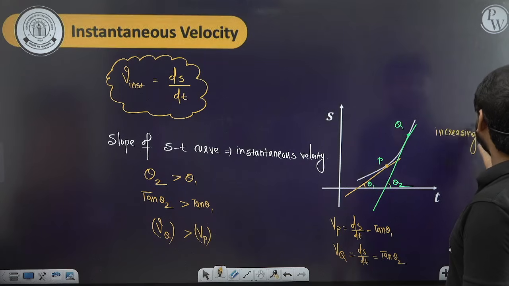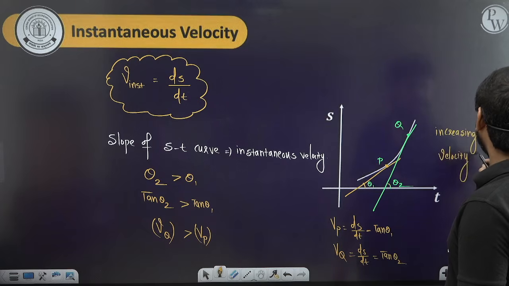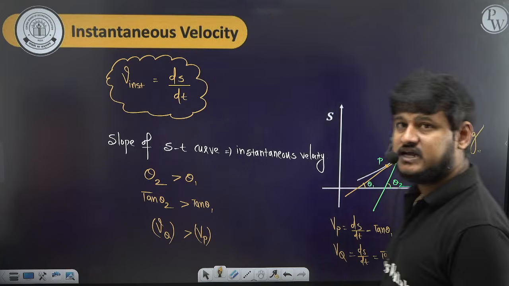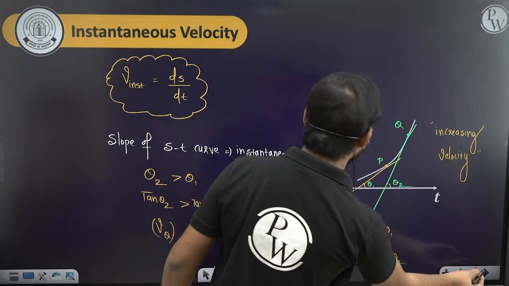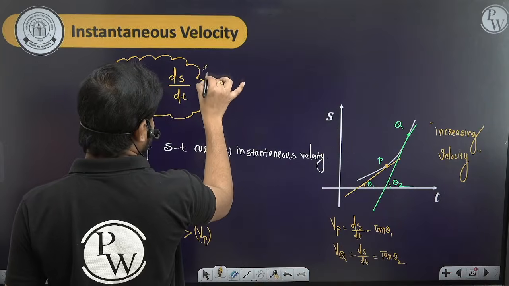This one is an increasing velocity. Understanding? Clear this part, everyone? Chalo, so let's move further. So this is about the instantaneous velocity. Simply remember the formula.